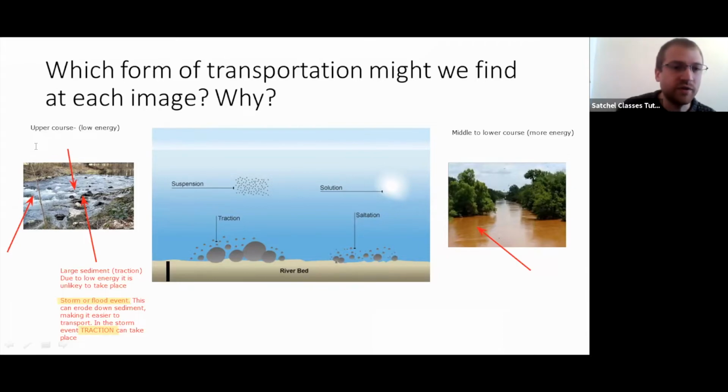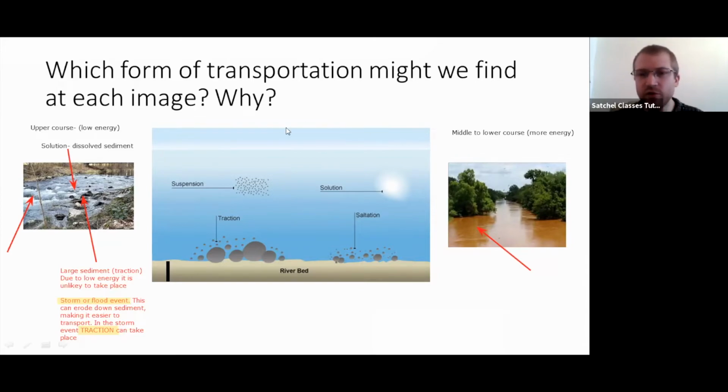So I will continue to write this in black. So potentially where that water is clear, we can assume that solution could be taking place, which is that dissolved material, dissolved sediment, things that you're not going to see. We can assume it's there, but that's all we can really assume.